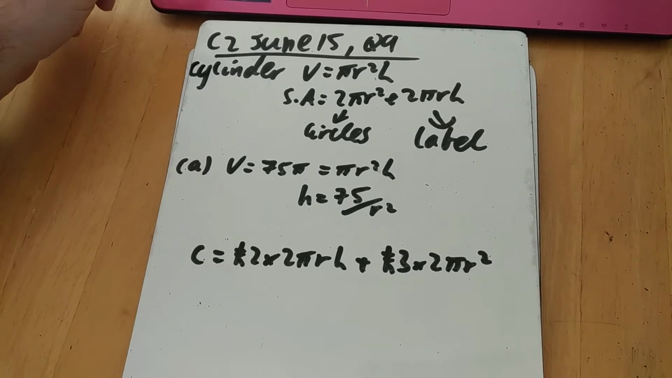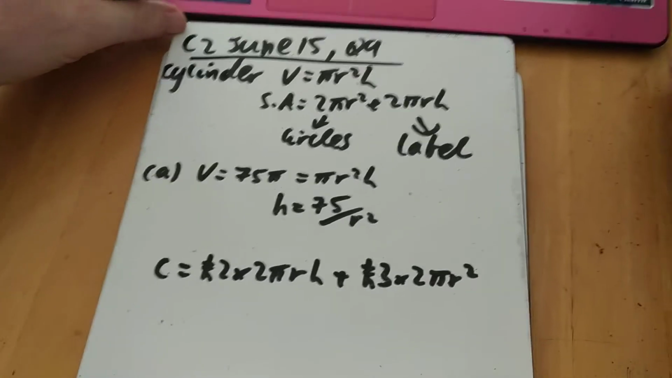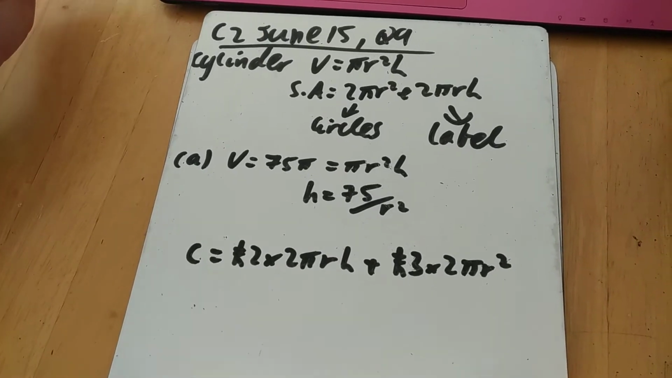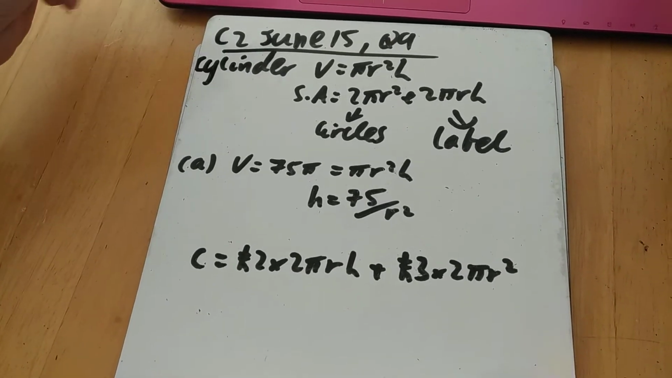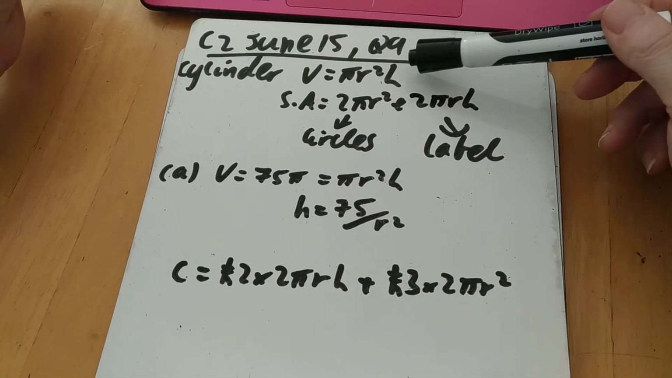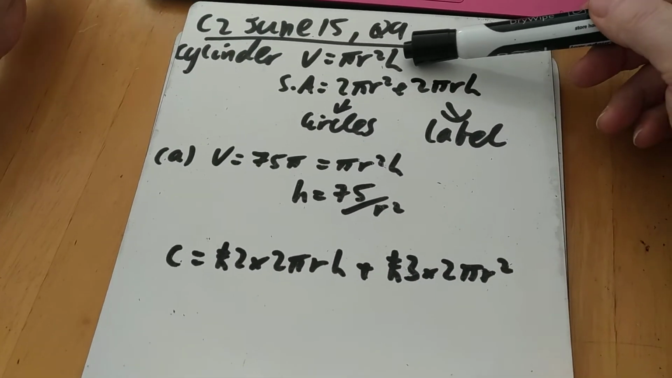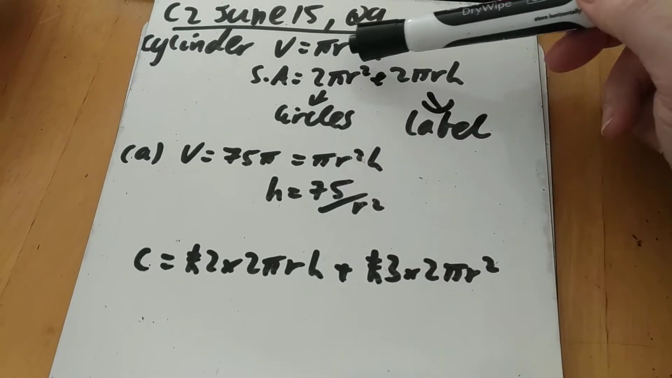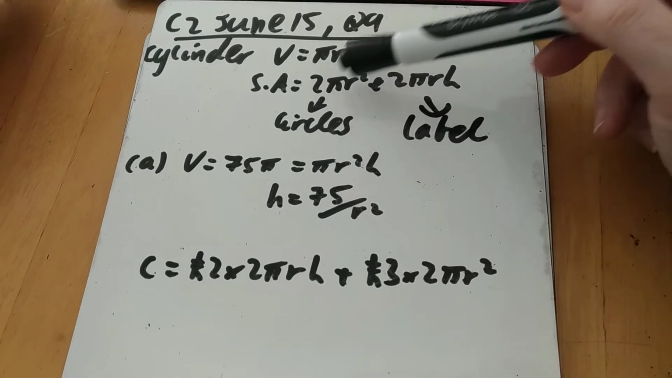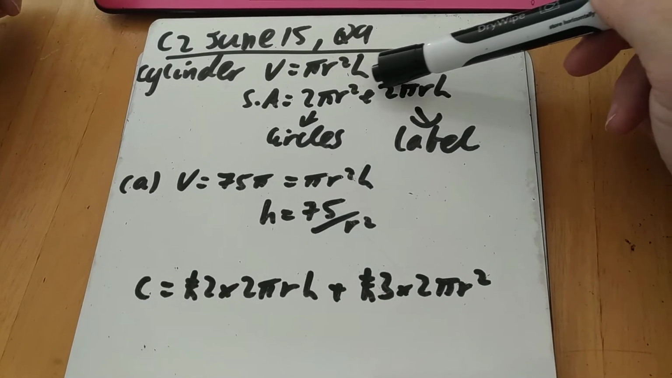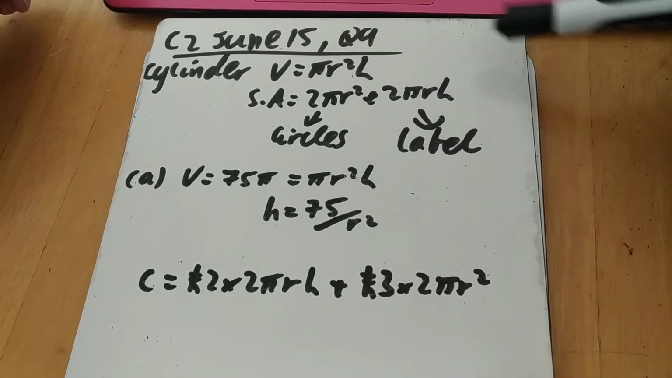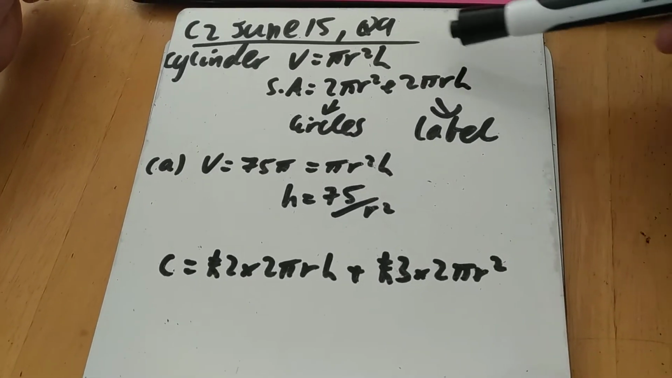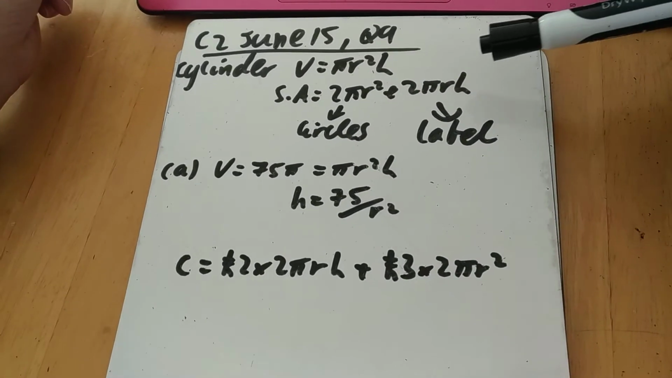Okay, we're going to look at Core 2 paper from June 2015, question 9, a differentiation question. We're looking at a cylinder in this case, so you need to be aware of the fact that the volume of the cylinder is pi r squared h, and the surface area has got two parts to it: 2 pi r squared, because there's two circles top and bottom, and the label part, which is 2 pi r h, because it's the circumference times by the height, and that's your rectangle there. So these are equations that you need to know.